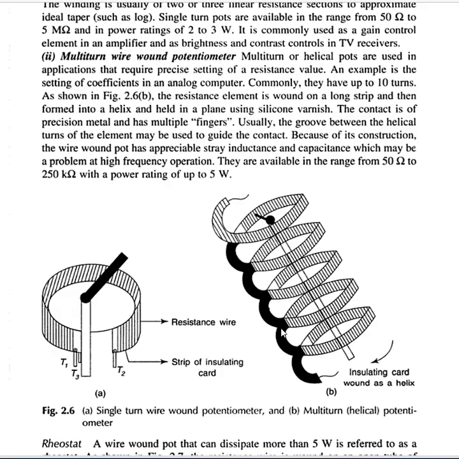As shown in the figure, the resistance element is wound on a long strip and then formed into the helix and held in a plane using a silicon varnish. The contact is of precision metal and has multiple fingers. Usually, the groove between helical turns of the element may be used to guide the contact.